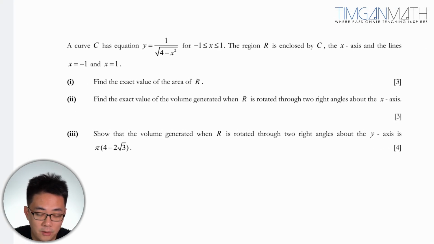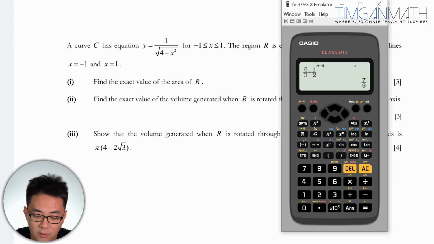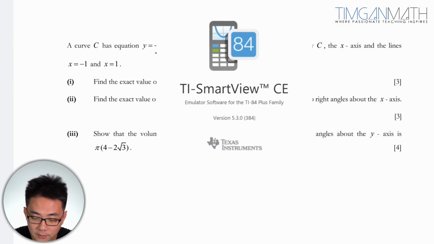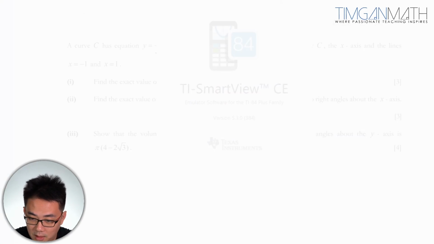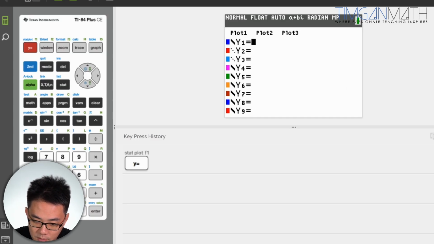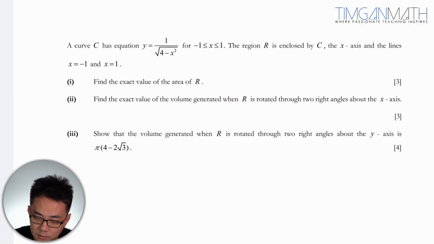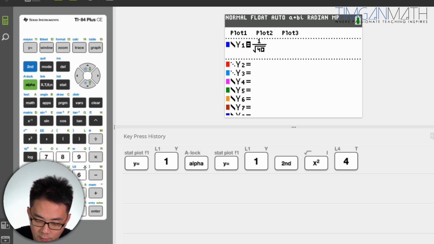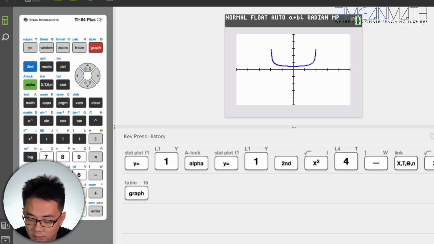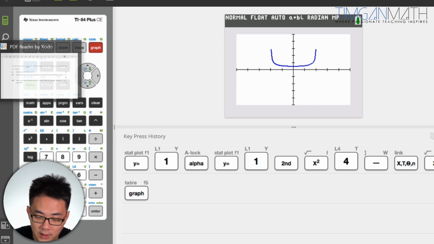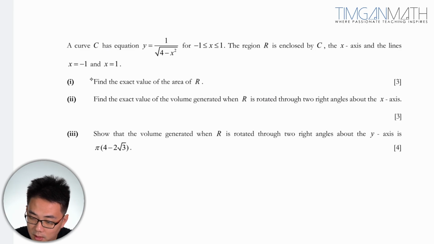Okay, the first thing I think we could do is try and figure out how the graph looks like. You could just key in -1 to 1 first. In this case, this will be 1 over square root of 4 minus x squared. Then you just graph it. So obviously you just want -1 to 1, the range here. So it looks like that. After which you're told that the region R is enclosed by C, the x-axis, the lines x equals -1 and 1. Find the exact value of R.